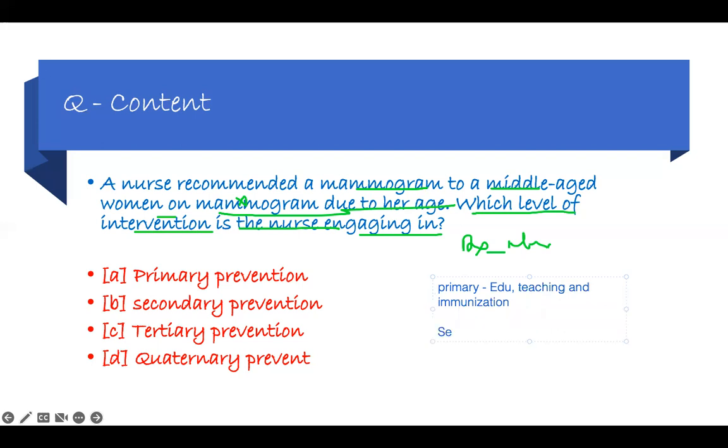Then secondary is one word. You see, just break it down. There's a bunch of words when you read in the textbook, but it's one word. Screening. If I'm screening, I'm doing secondary prevention.